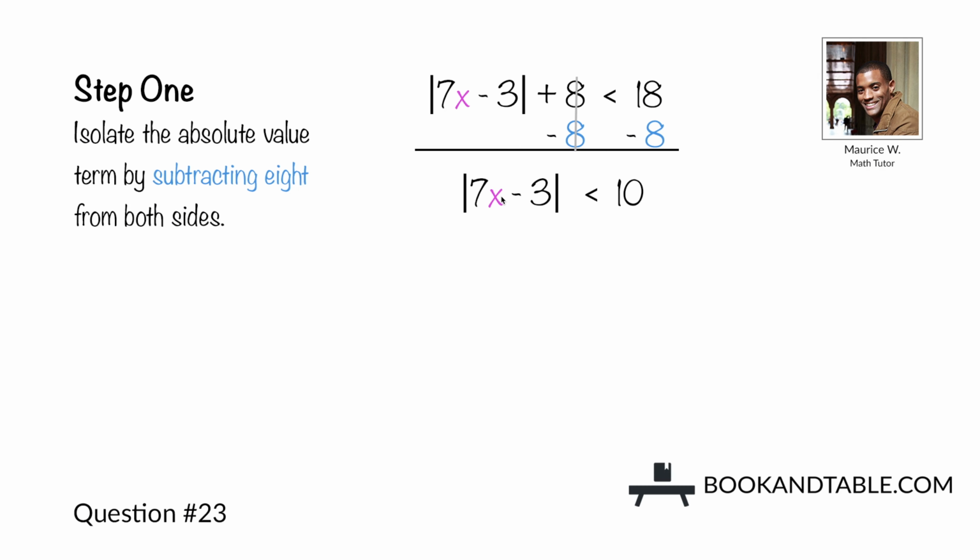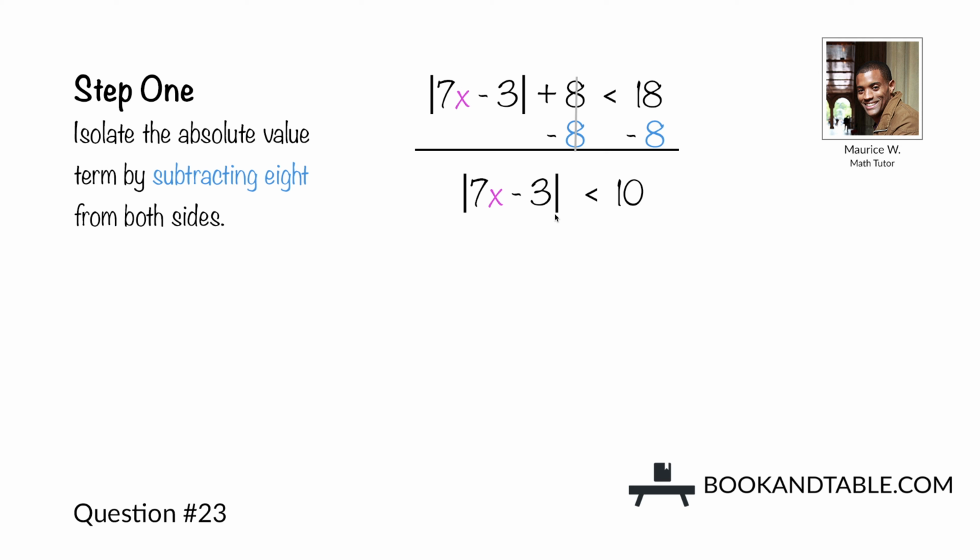So you first want to isolate your absolute value sign on one side of the inequality. So you want to get rid of the constant 8. So step 1, isolate the absolute value term by subtracting 8 from both sides. That leaves you with the absolute value of 7x minus 3 is less than 18 minus 8, which is 10.